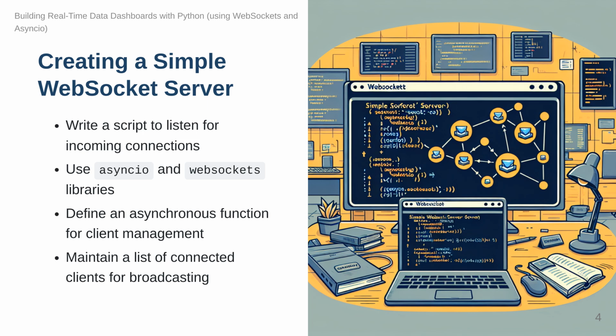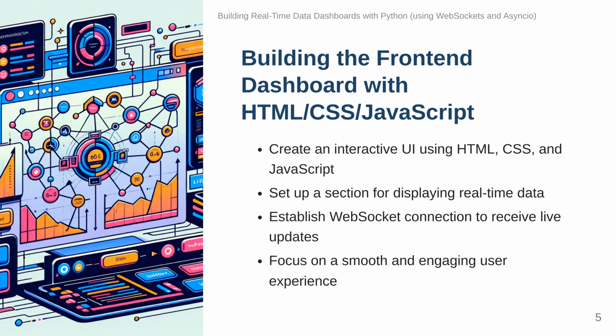Now that our environment is ready, let's create a simple WebSocket server. In this step, we'll write a Python script that listens for incoming connections and broadcasts messages to all connected clients. Start by importing the necessary libraries. Asyncio and WebSockets will define an asynchronous function to handle client connections. Inside this function, we can manage incoming messages and send updates to all clients. It's essential to maintain a list of connected clients to ensure that our broadcasts reach everyone. This basic server will be the backbone of our real-time dashboard. Don't worry if you're not familiar with asynchronous programming. We'll walk through the code together. Let's get coding.